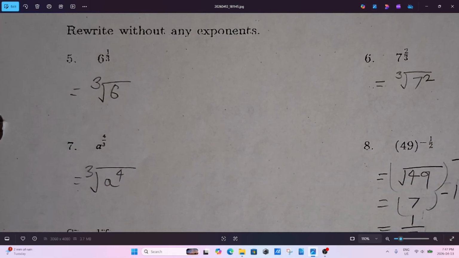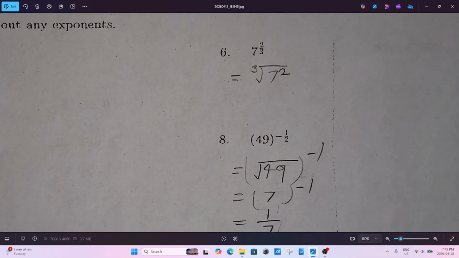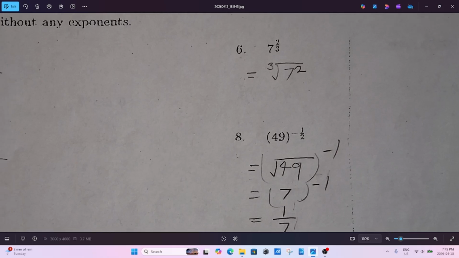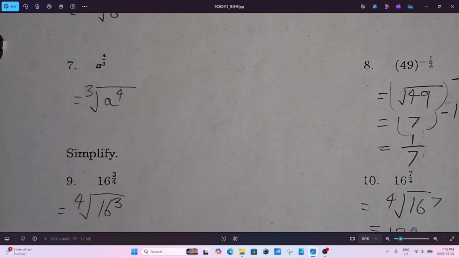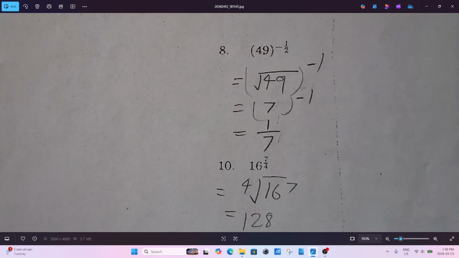We write without any exponents. Question 5, 6 to the 1/3 is just the third root of 6. Question 6, 7 to the 2/3 is just the third root of 7 squared. Question 7, a to the 4/3 is just the third root of a to the 4. Question 8, 49 to the negative 1/2 is just the square root of 49 to the negative 1, which is equal to 7 to the negative 1, which is equal to 1 over 7.